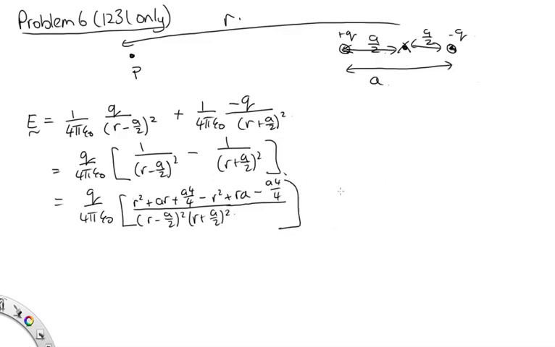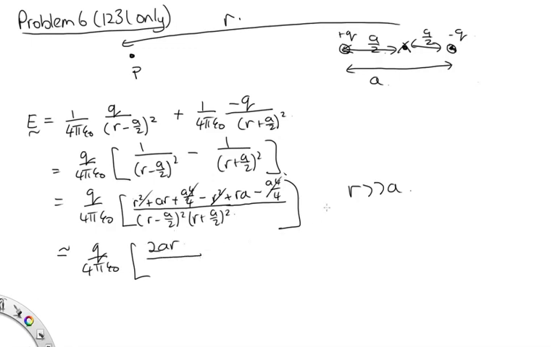Okay, now we're told that r is much bigger than a. So let's make use of that now. We've got q over 4 pi epsilon naught. Now, the r squareds here cancel out. The a to the 4's cancel out, and so we're left with 2ar on the top.